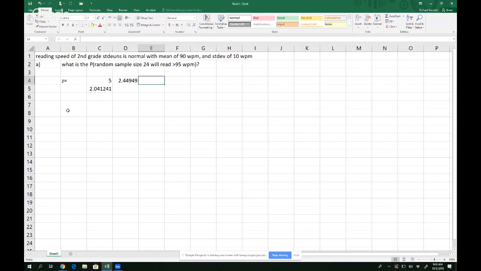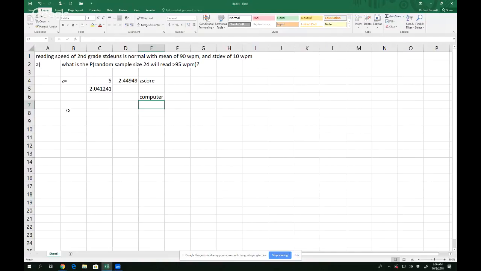So now what? Use your chart. You need your chart, or you can use your computer, right? Let's use the computer because I think you guys are rustier on that than you are on the chart, right? Okay? So that's your z-score. And if we're using the computer, how do we find the answer?